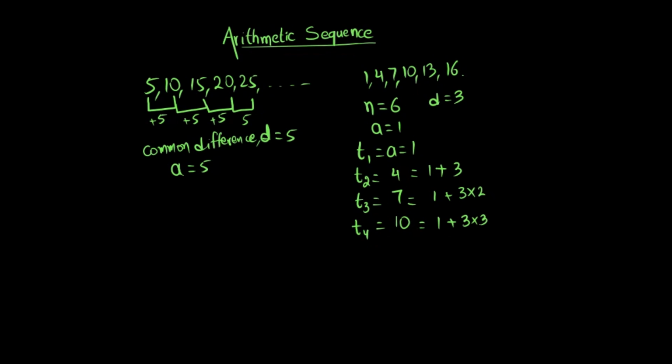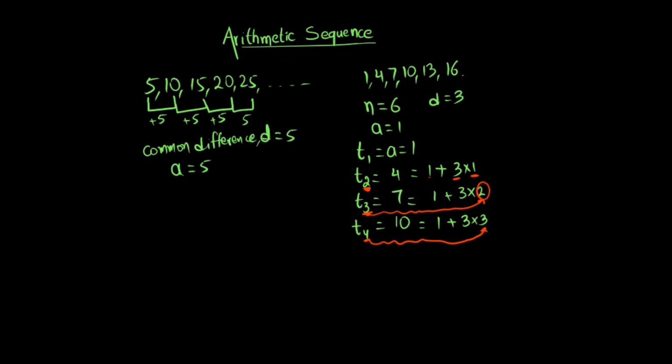Now, notice a pattern. When you write the second term, T2, you start with the first term, multiply the common difference by 1 less than 2. For T3, you multiply the common difference by 1 less than 3, which is 2. For T4, you multiply the common difference by 1 less than 4, which is 3.